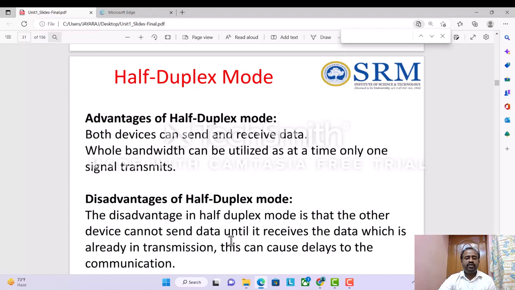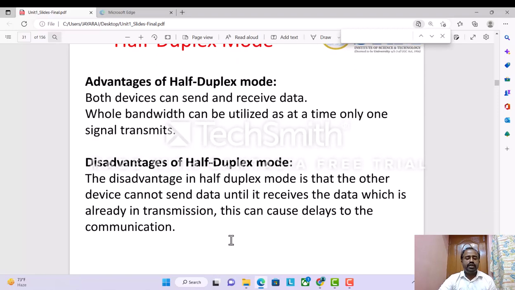These are the various advantages and disadvantages. The advantage is both devices can send and receive data. Then the bandwidth is also limited, and can be utilized only for a single signal transmission. The disadvantage is they cannot send and receive data at the same time. This causes delays, which means the person has to wait to receive the information.